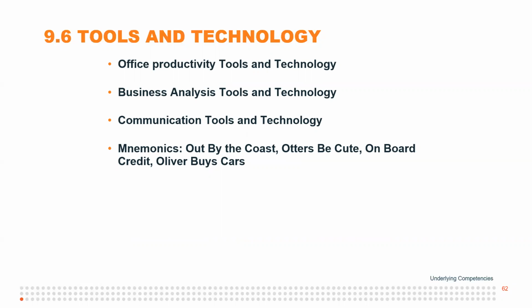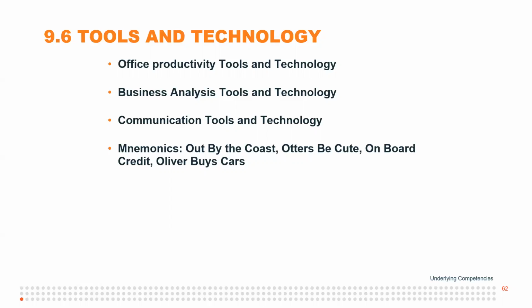Okay, so there's one more mnemonic here. I asked my students about this, and they came up with a whole bunch of these, because it's just OBC: office productivity tools and technology, BA, and then communication. So the mnemonics they came up with were Out by the Coast, Otters Be Cute, On Board Credit, and Oliver Buys Cars. So take your pick or make up your own. Anyway, it's OBC, which stands for office productivity, BA, and communication.